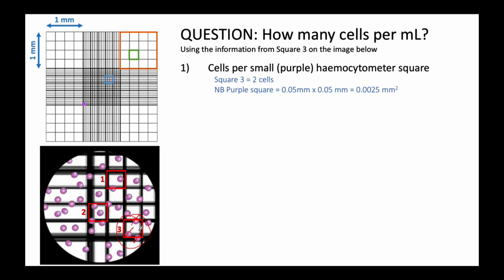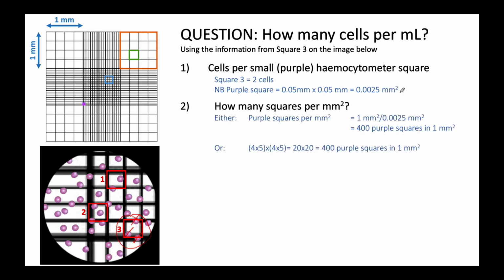Just to orientate you, that little square there highlighted in 3 is the same as this little purple square down here. So if you get to the edge of the main hemocytometer grid, this point that we're looking at here is the same as this point here. So square 3 is the same as one of these little purple squares, and they have a size of 0.5 millimetres times 0.5 millimetres. You can work that out from counting the divisions. So each of those has an area of 0.0025 millimetres squared. Okay, so we've got 2 cells in 0.0025 millimetres squared.